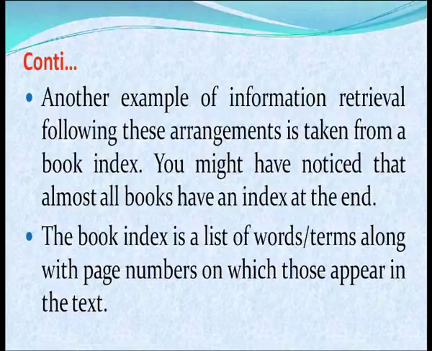Another example of information retrieval following these arrangements is taken from the book index. You might have noticed that almost all books have an index at the end. The book index is a list of words and terms with the page numbers on which they appear in the textbook. Everybody knows that there is an index at the end of the book from where we find the words and finally reach the page number of the book. That is also a way of retrieving information.